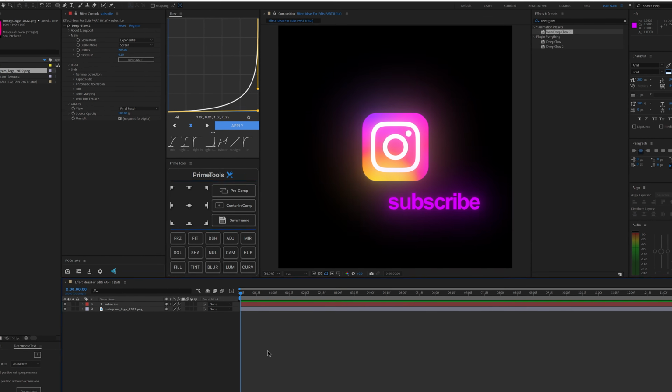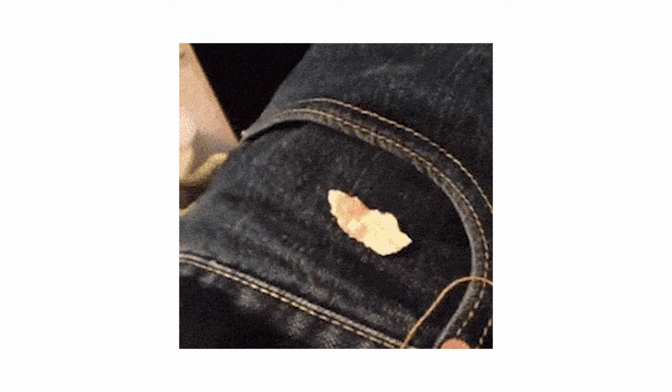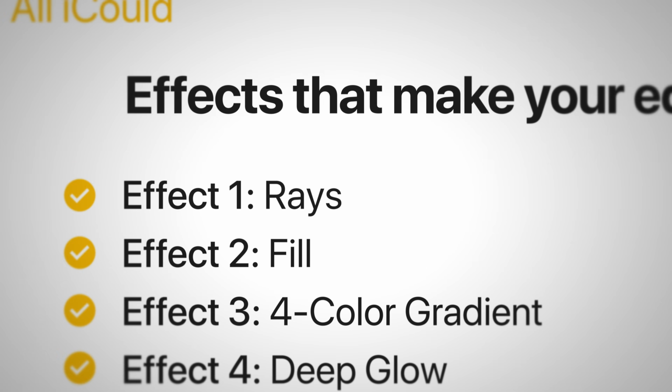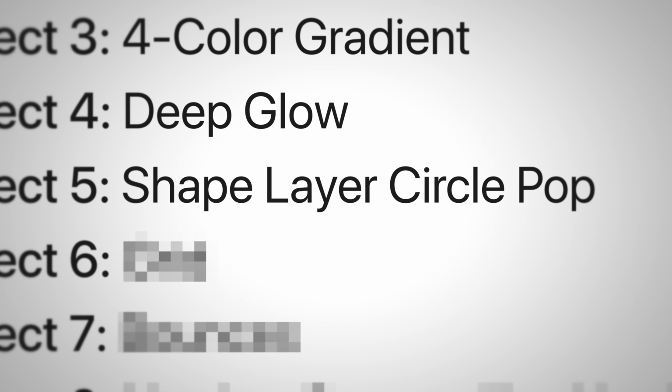And another thing, don't add glow to every single thing, bro. This should be an effect that you pull out here and there for certain occasions, and you cannot just add it everywhere. Next effect is shape layer circle pop. Yes, I made up that name.